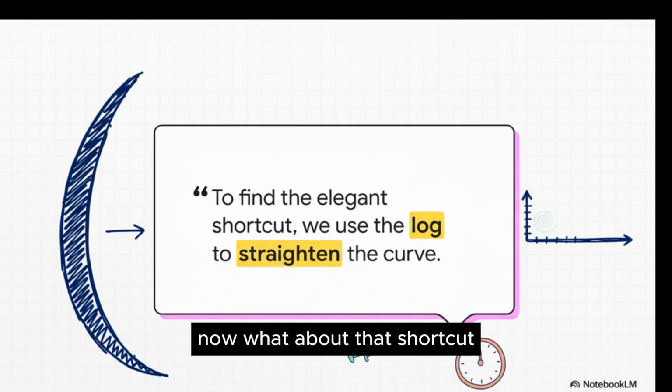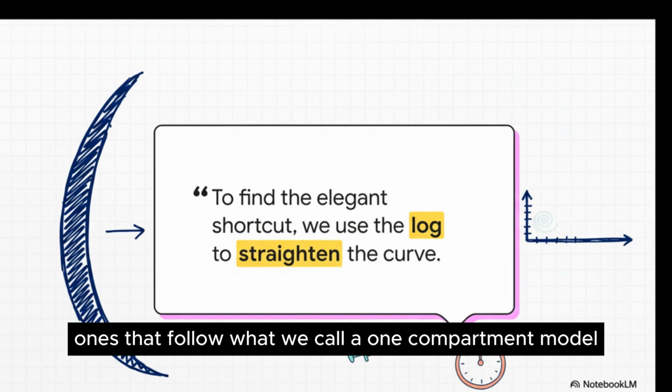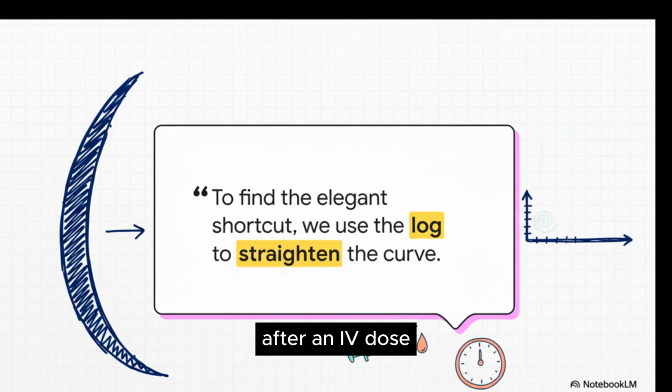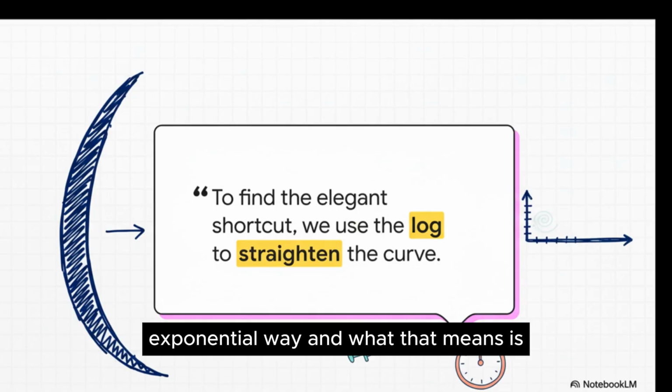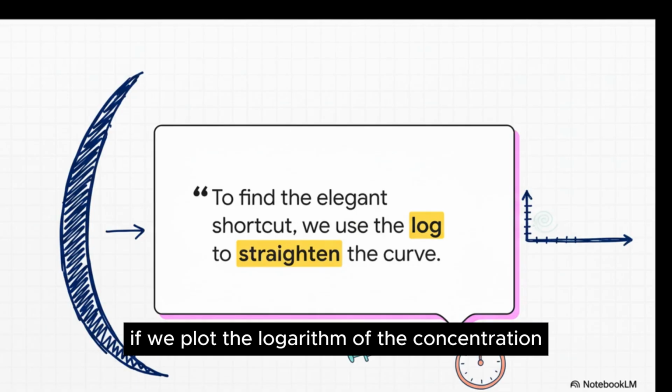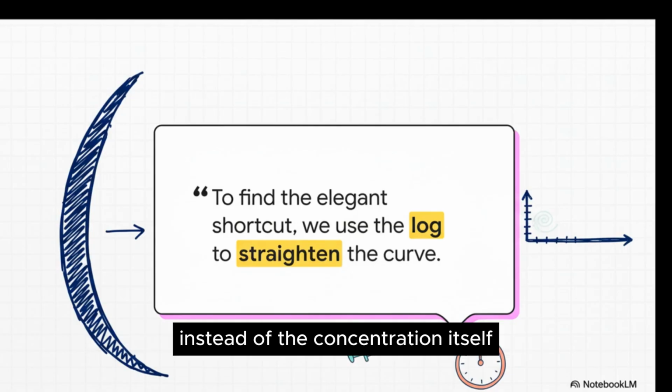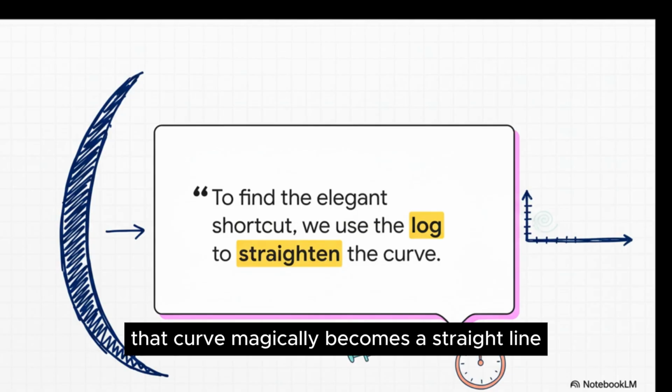Now, what about that shortcut? Well, for certain drugs, specifically ones that follow what we call a one-compartment model after an IV dose, their concentration declines in a really predictable exponential way. And what that means is, if we plot the logarithm of the concentration instead of the concentration itself, that curve magically becomes a straight line.